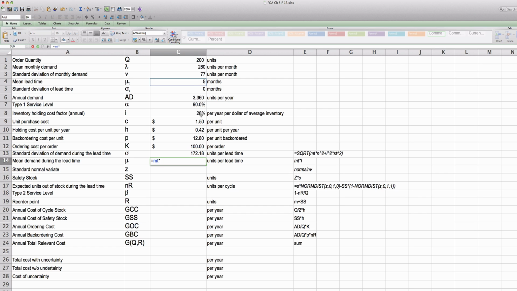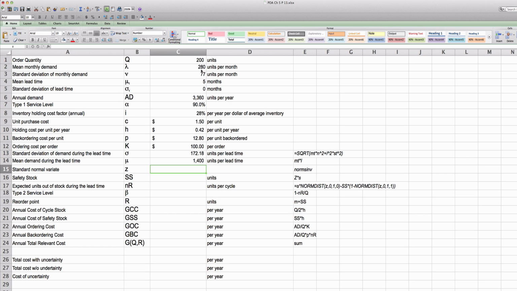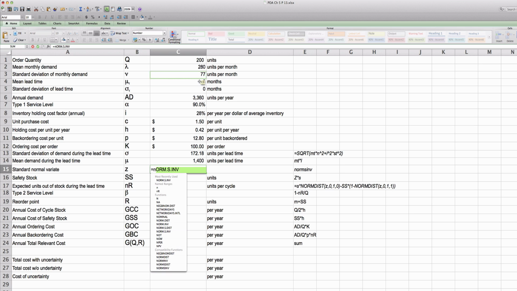Well, the average lead time in our case, which is mu sub tau, is 5 months. And the average demand per month is 280, so average lead time demand is 1,400. Next, I calculate the standard normal variate. That is the value of z that corresponds to the, for now, arbitrary value of alpha, and I calculate z as NORM.S.INV. And I use the norm inverse function here because I'm assuming a normal distribution.